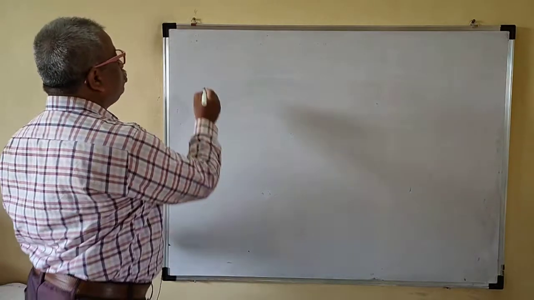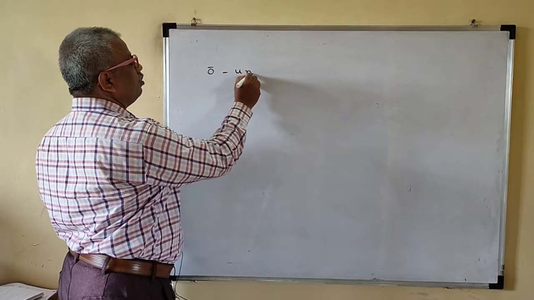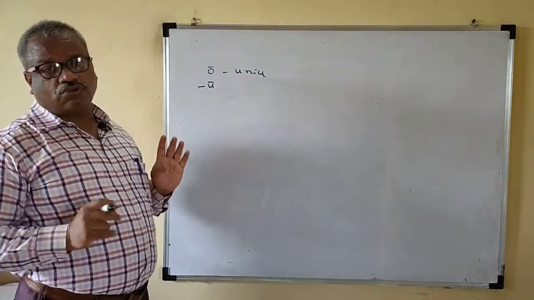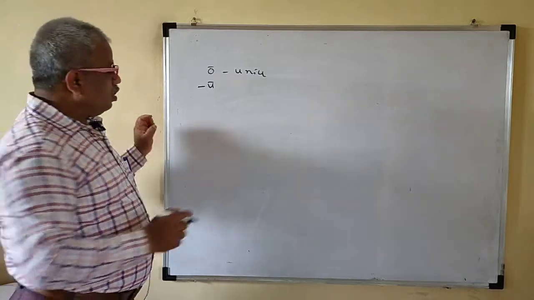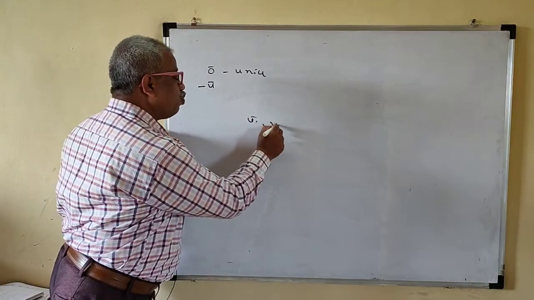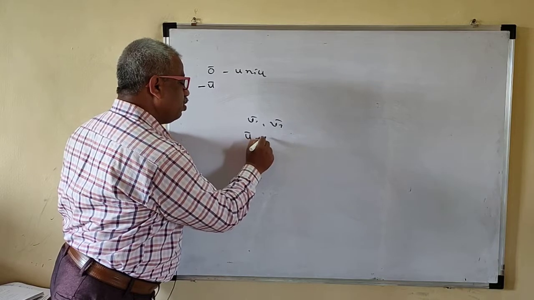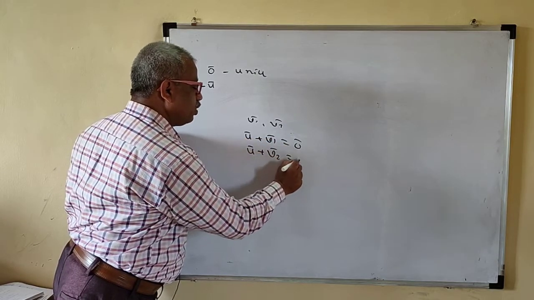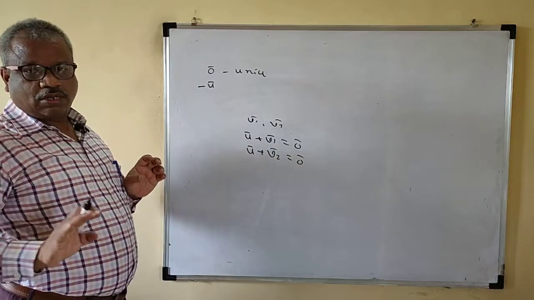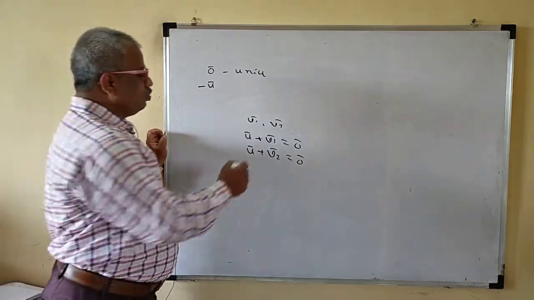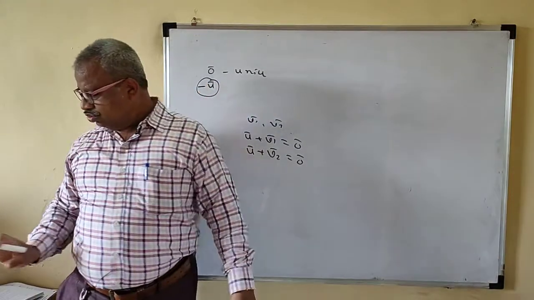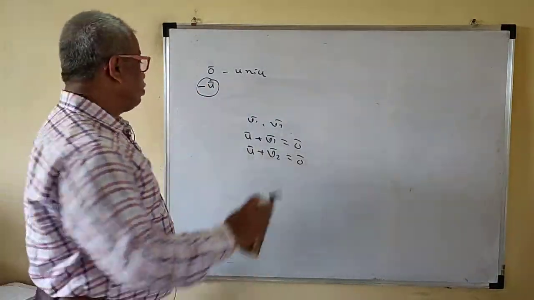Note that this zero bar is unique. Then minus u bar, the negative vector, is also unique. There do not exist v1 bar and v2 bar such that u bar plus v1 bar is equal to zero bar and u bar plus v2 bar is equal to zero bar; this will not happen. So the negative vector is always unique, and the zero vector is always unique. Note that.